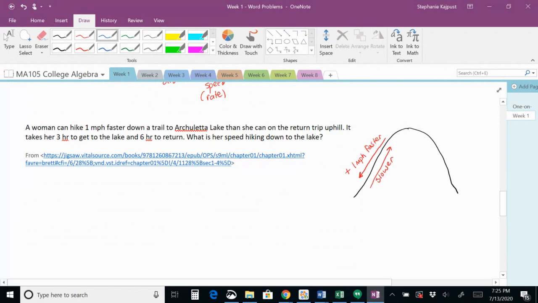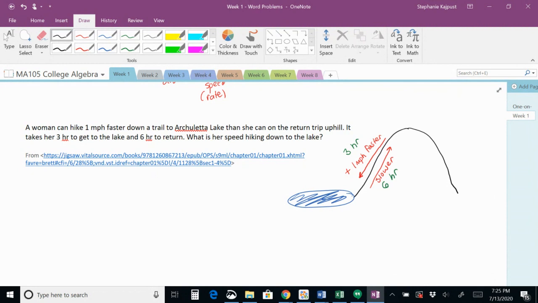It takes her 3 hours to get to the lake. So the lake is at the bottom. I'm going to draw my little lake so I know where that is. So 3 hours going down towards the lake, and then 6 hours returning. And we want to know, what is the speed hiking down to the lake? We don't know her total speed. We just know that she's faster going down to the lake than she is up.